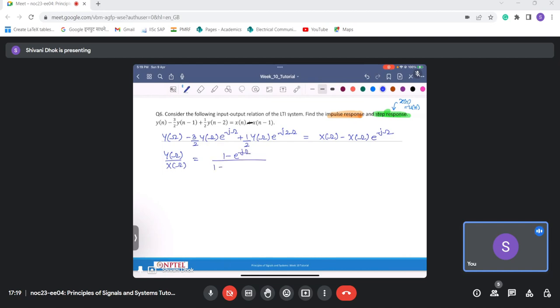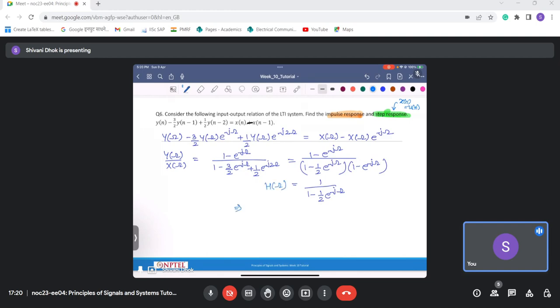upon 1 minus 3 by 2 e power minus j omega plus 1 by 2 e power minus j2 omega. This I can write as 1 minus e power minus j omega, and I can factorize the denominator as 1 minus 1 by 2 into e power minus j omega multiplied by 1 minus e power minus j omega. The numerator term and denominator term get cancelled. So this comes out to be 1 upon 1 minus 1 by 2 into e power minus j omega. And this is your y of omega upon x of omega, which is nothing but h of omega.